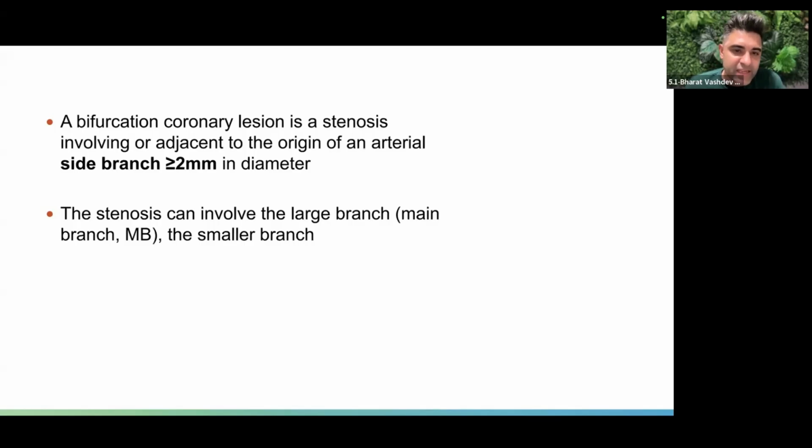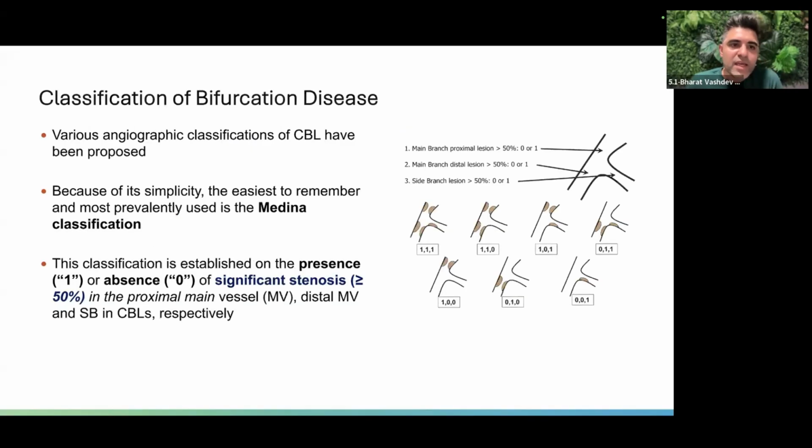And the stenosis can either involve a large branch, such as a circumflex artery, or it can include a small branch, such as a diagonal or obtuse marginal. So then how do we classify bifurcation disease?